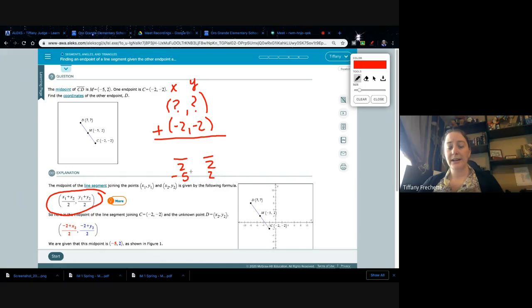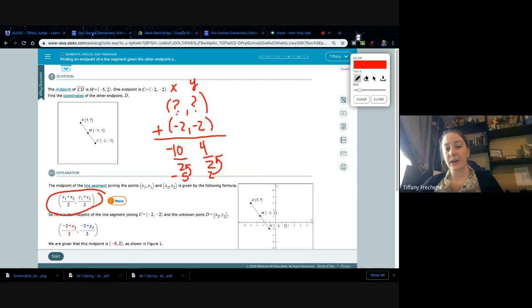So in order to get -5 here, I know if I divided by 2, then I must have started with -10. I'm just going backwards. So I would multiply these two to go backwards. So I'm going to multiply, and I get -10. I'm going to multiply here, and I would get 4.